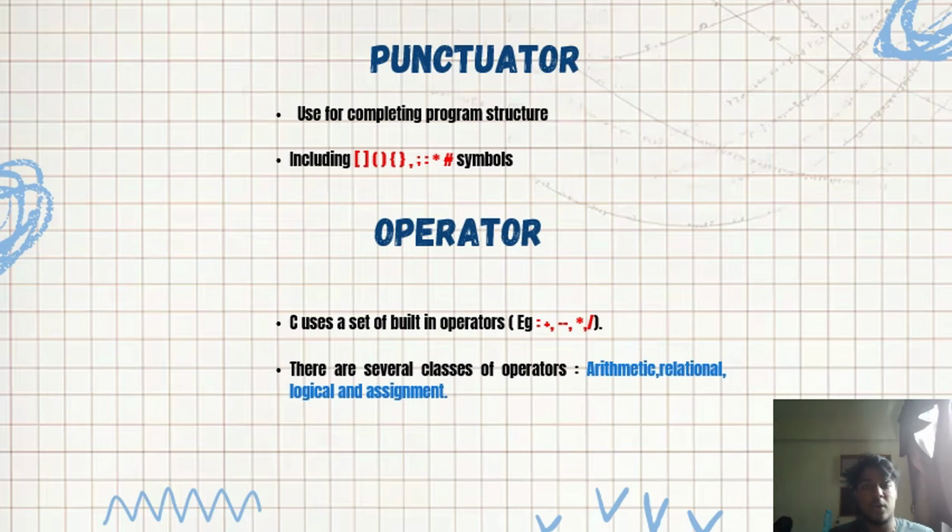Now we are going to talk about punctuators. They are used for completing program structures, including square brackets, parentheses, curly brackets, commas, and so on. Operators: C uses a set of built-in operators, for example the plus sign, dash, star, and colon. There are several classes of operators: arithmetic, relational, logical, and assignment.